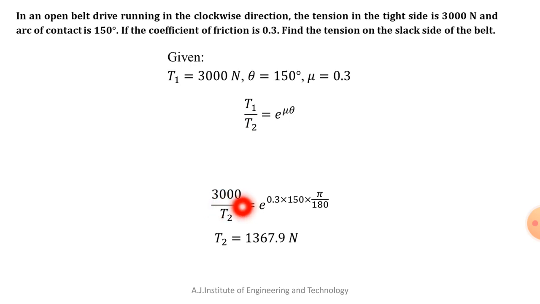That is T1 value they have given 3000 Newton. 3000 divided by T2 is equal to e to the power 0.3 into 150 into pi by 180, pi by 180, because we have to convert from degree to radian. So after simplifying this equation, we will get T2 value as 1367.9 Newton. So this is the solution for that problem.